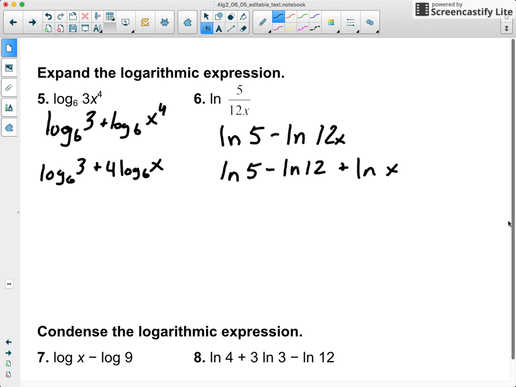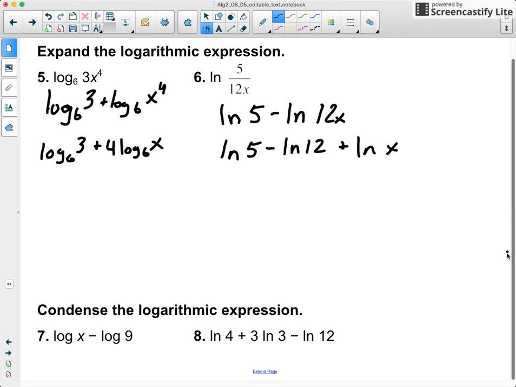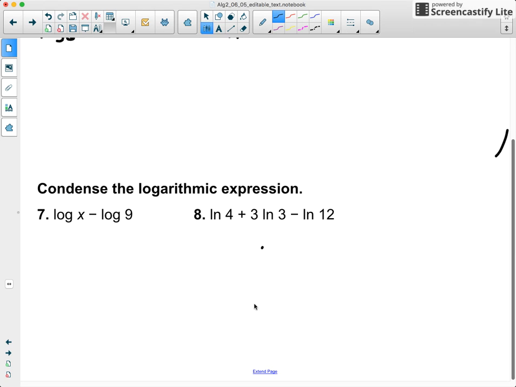Moving down and looking at these examples, we are condensing these. So we're taking log of x and subtracting log of 9. Well, I see subtraction, so I'm going to be thinking division. And I can take the log of x divided by 9. And that's it. Over here in 8, the first thing I see is this addition happening.